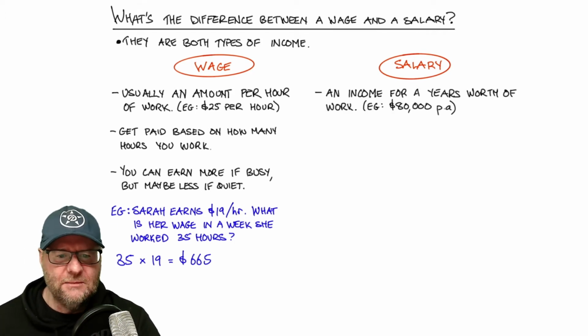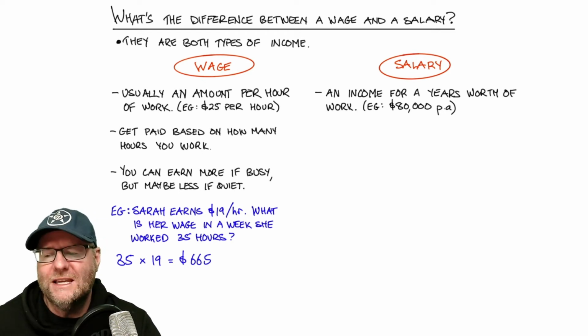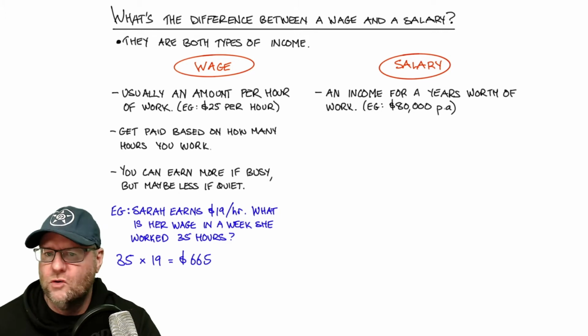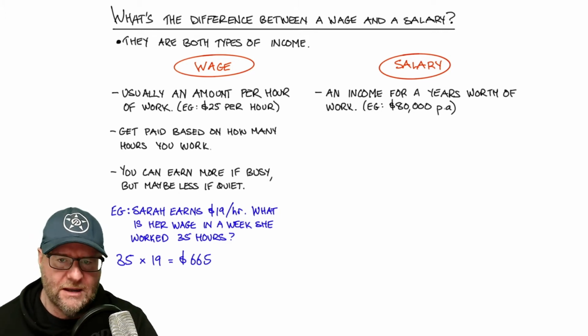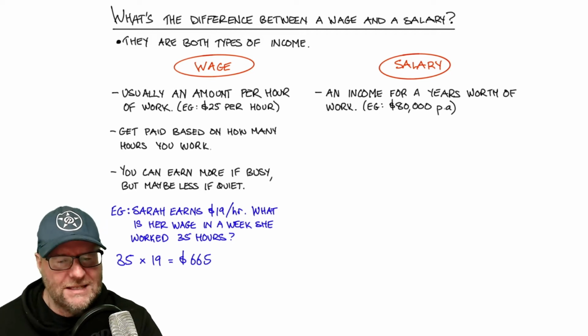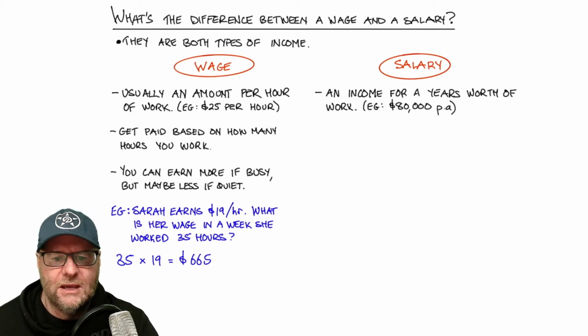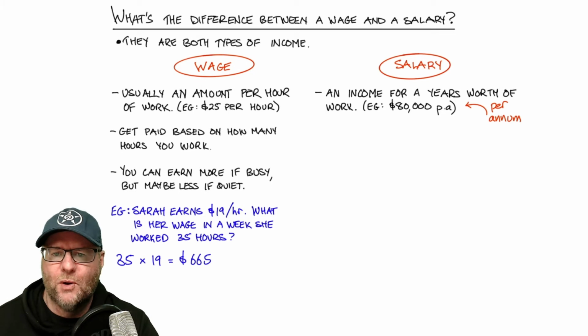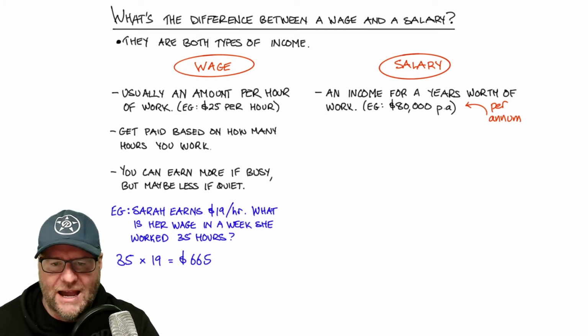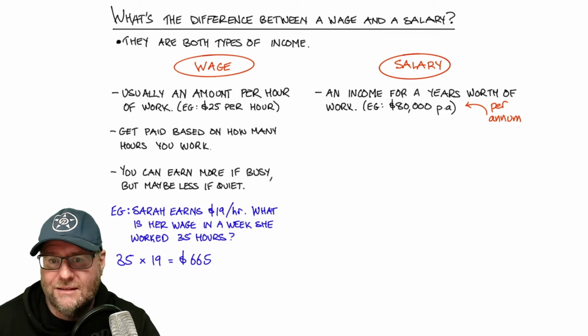But a salary is a little bit different. If you're earning a salary, you kind of get paid for a block of work, usually for a year. So you might say someone's income for the year is $80,000, and these little letters PA mean per annum. It just means per year. So in this case, they would say they have a salary of $80,000 a year, $80,000 per annum.